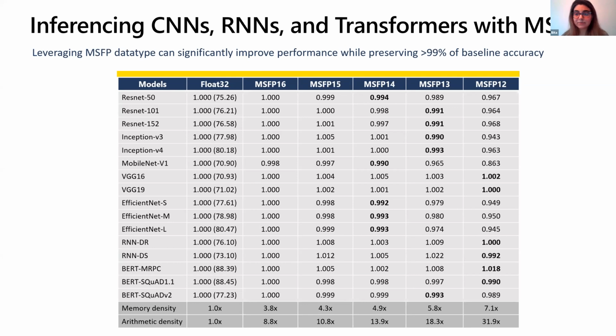For CNNs, we also looked into some very dense models that are supposed to be hard to quantize, as well as conventional models like ResNet-50, VGG, and so on. In the rest of the columns, you can see the normalized accuracy for different bit widths. What I want to highlight is that the MSFP12 data type, which is more efficient than int4, has very good accuracy, particularly for larger-scale models such as BERT, where it can recover greater than 99% of the baseline accuracy. In the last two rows, I'm highlighting the memory efficiency and arithmetic density improvement that can be achieved by different bit widths compared to the FP32 version.